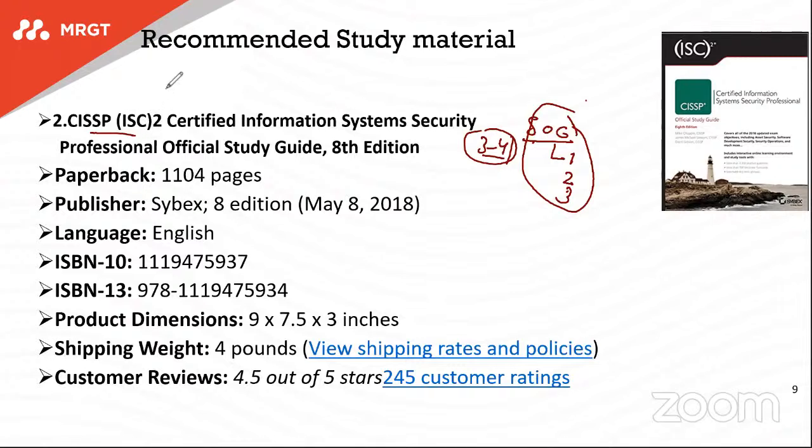About the roadmap, it's mandatory to read at least one of those two books. It's not a choice. You have to read one of the two books.